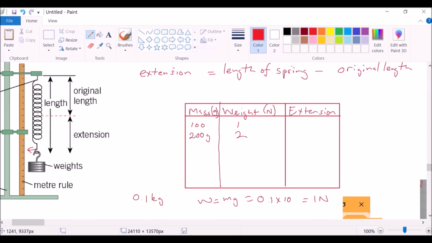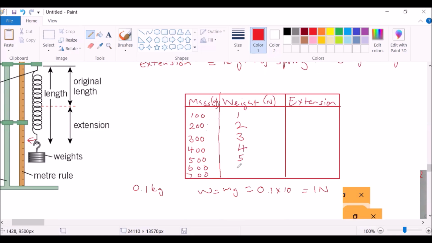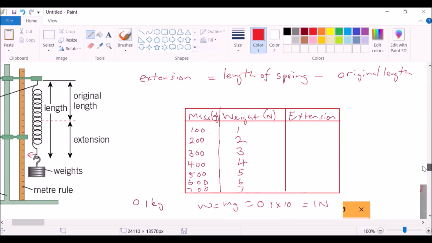When we add another 100-gram weight, the mass is 300 grams and the weight is 3 newtons. When we add another weight, the mass is now 400 grams and the weight is 4 newtons. So we'll continue for 600 grams of weights and then calculate the total weight and the extension. Remember, the extension is the length of the spring when the load is applied minus the original length, which is the length of the unloaded spring.